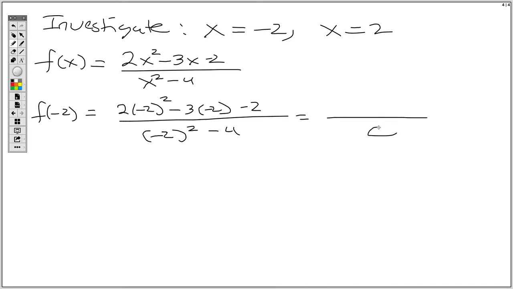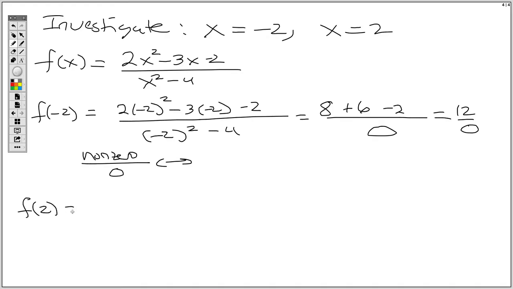We know the denominator works out to 0. Let's look at the numerator. I've got a negative 2 squared, which is a positive 4, times 2, which is 8, minus 3 times negative 2, which is minus a negative 6, which would be plus 6, minus 2. So what we've got here is 12 over 0. Okay, so we have a non-zero number over 0.